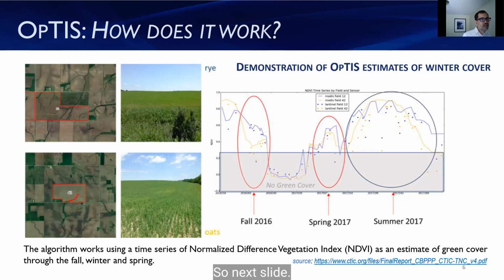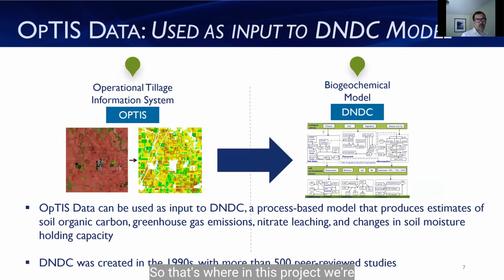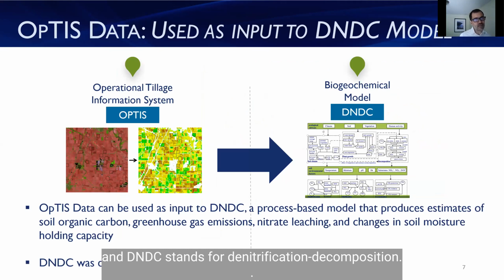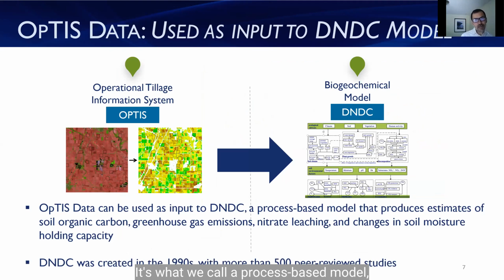So next slide. So that's where in this project, we're using the DNDC biogeochemical model. And DNDC stands for denitrification decomposition. It's what we call a process-based model, and it uses ag management, in this case from OpTIS, weather information and soil information as input. And by modeling soil microbial processes and vegetation growth and the carbon and nitrogen cycles, the model produces estimates of soil organic carbon, greenhouse gas emissions, and other attributes.